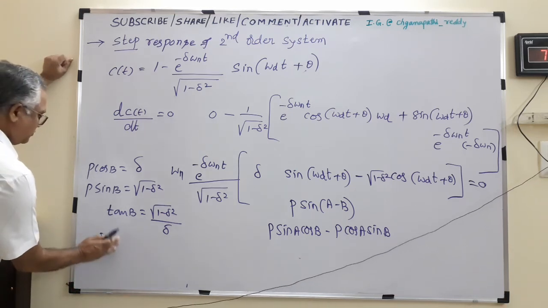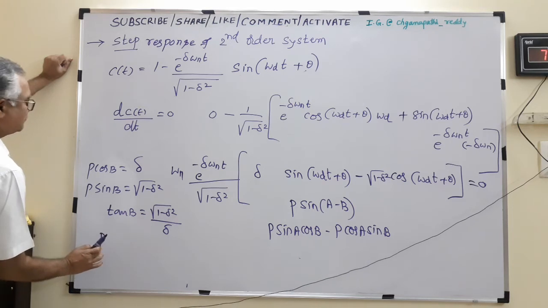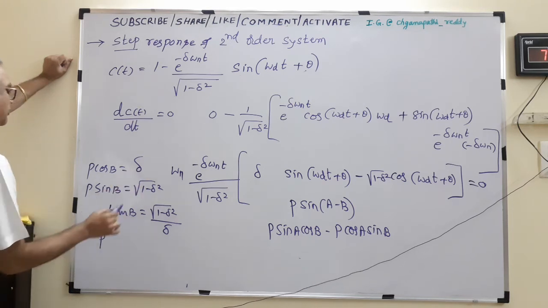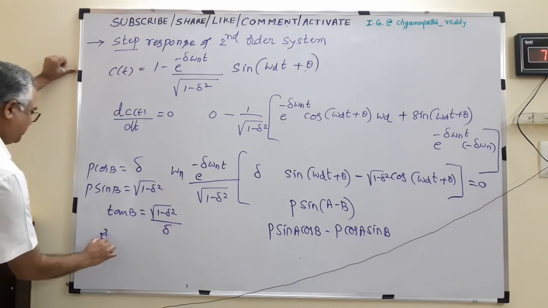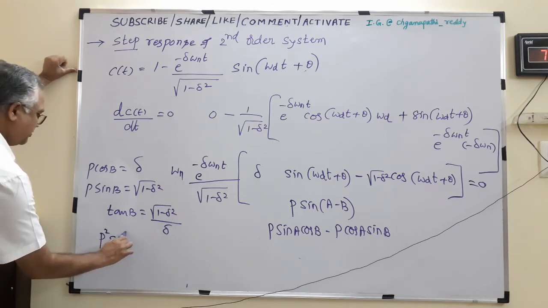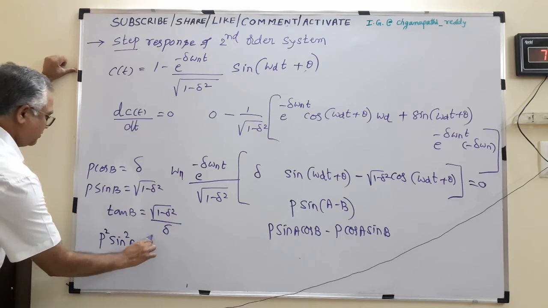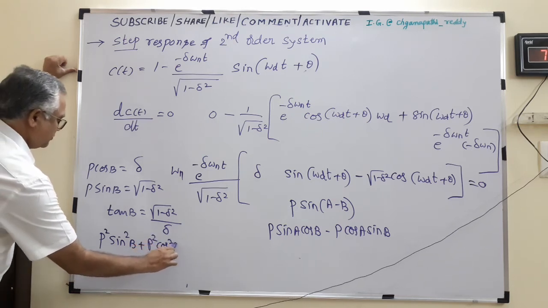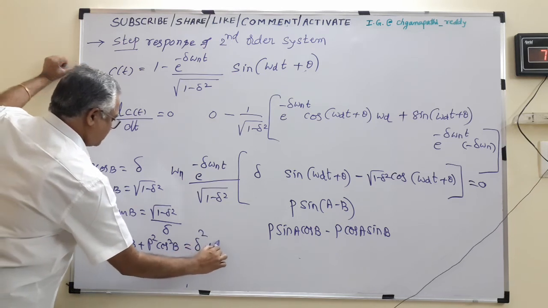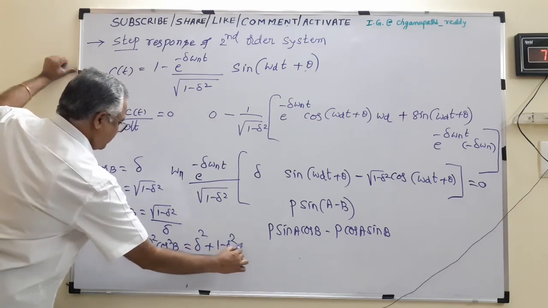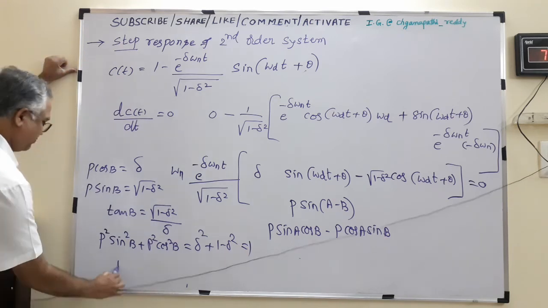P equal to this square plus this square. P square sin square B plus P square cos square B is delta square plus 1 minus delta square. So we will get 1. So P is 1.